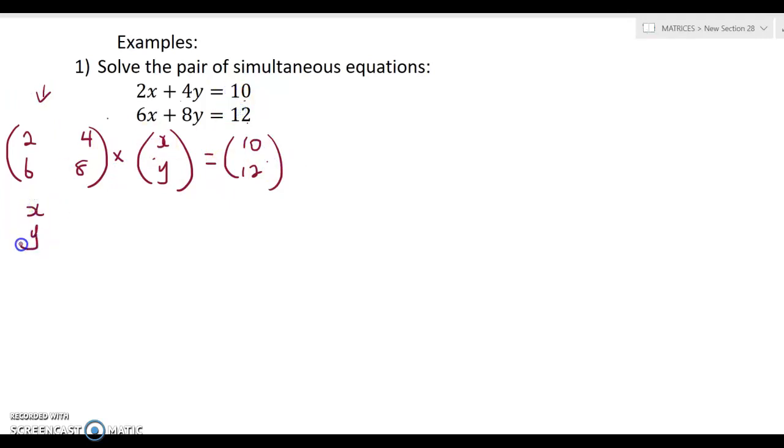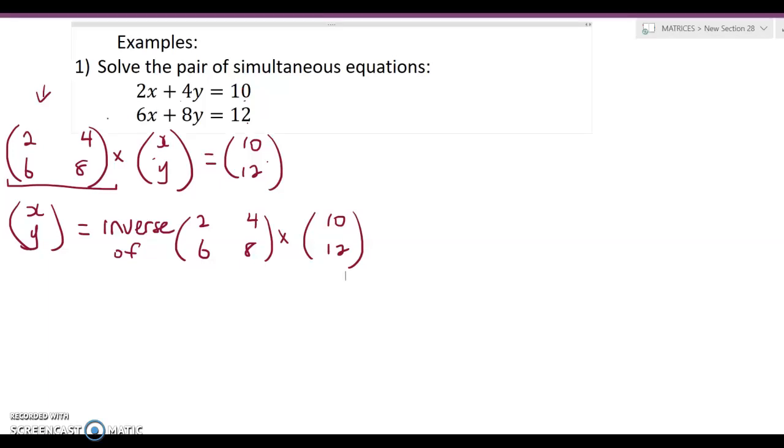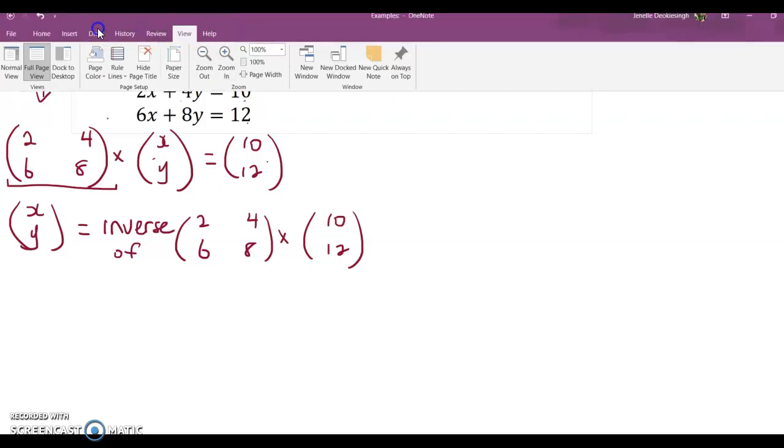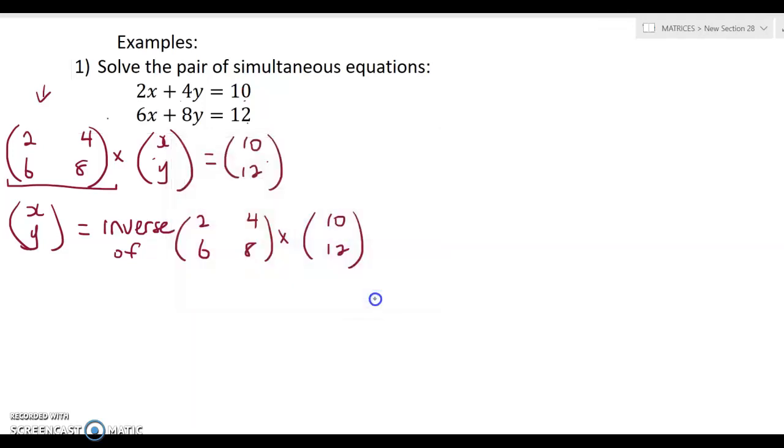Now, remember, we just want to find what x, y is, right? So we need to move this matrix to the right side. So it becomes the inverse of 2, 6, 4, 8, multiplied by 10, 12. Right? So now we have that. But now we actually need to work out what the inverse of that matrix is. So let's go ahead and work out the inverse. I'll change the color and let's do it at the side here, right? And you know how to find the inverse because you would have done that, right?